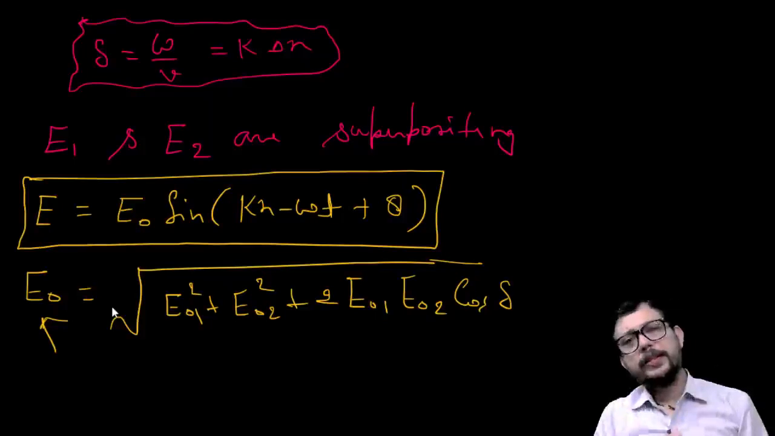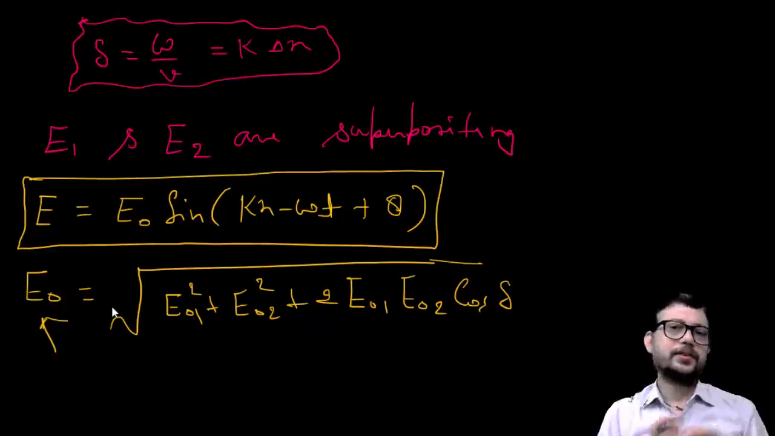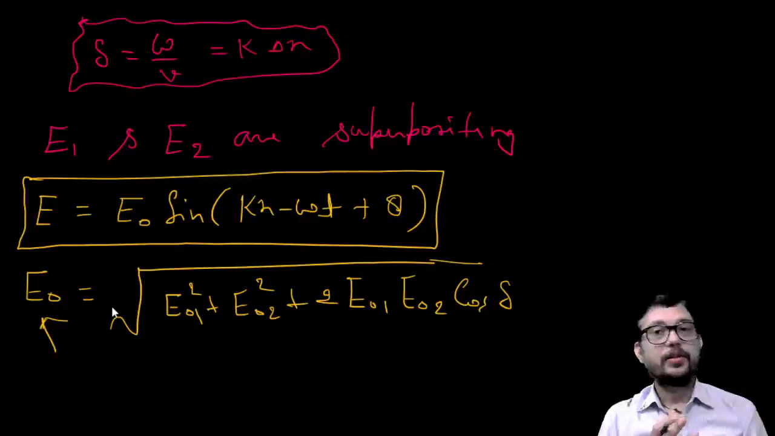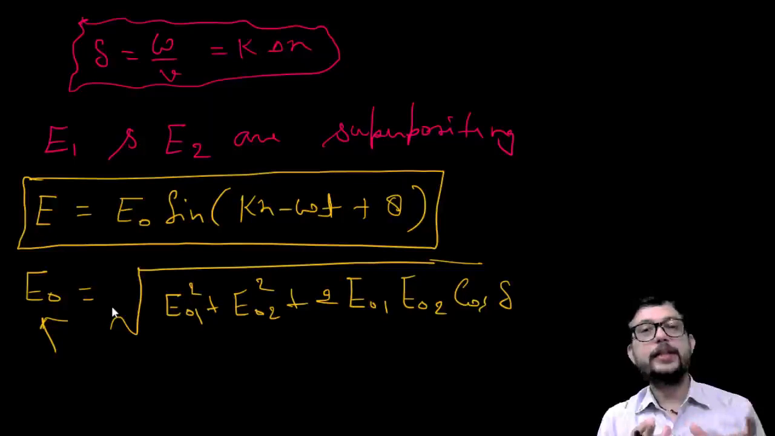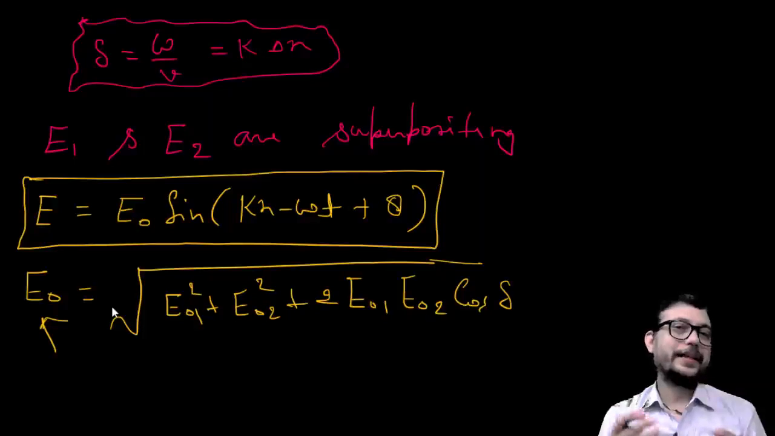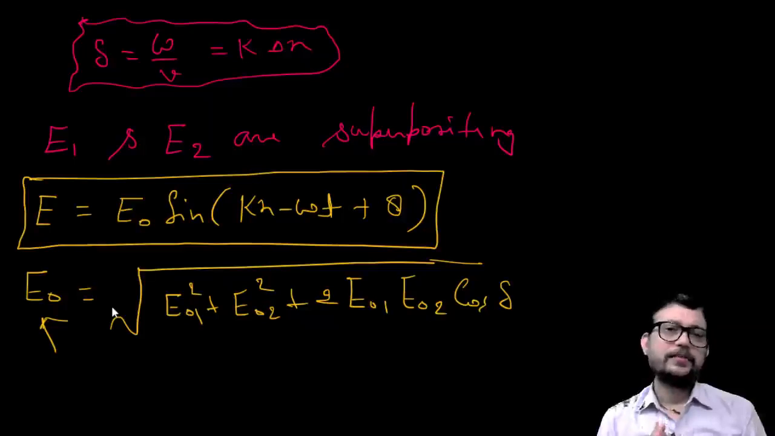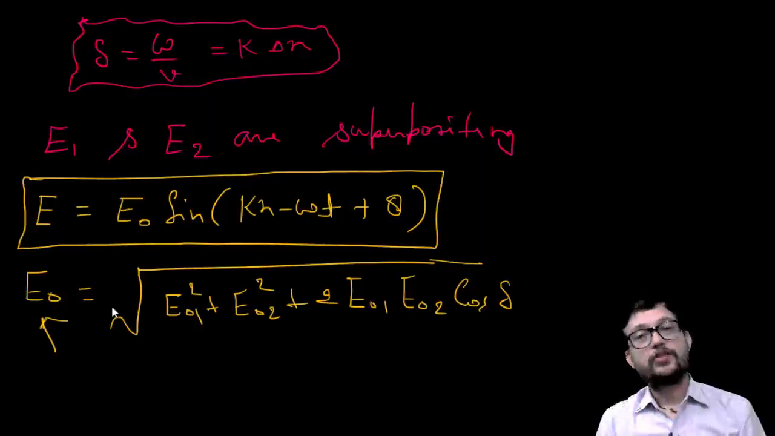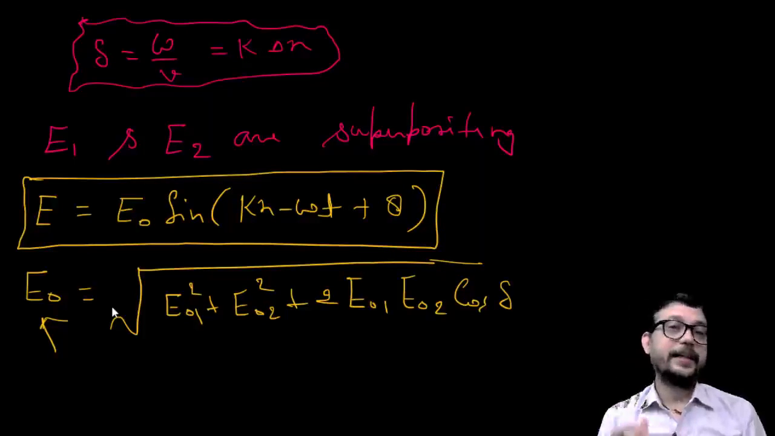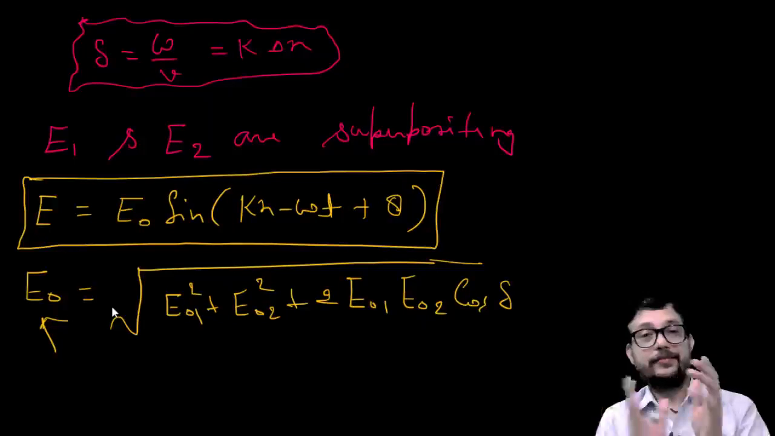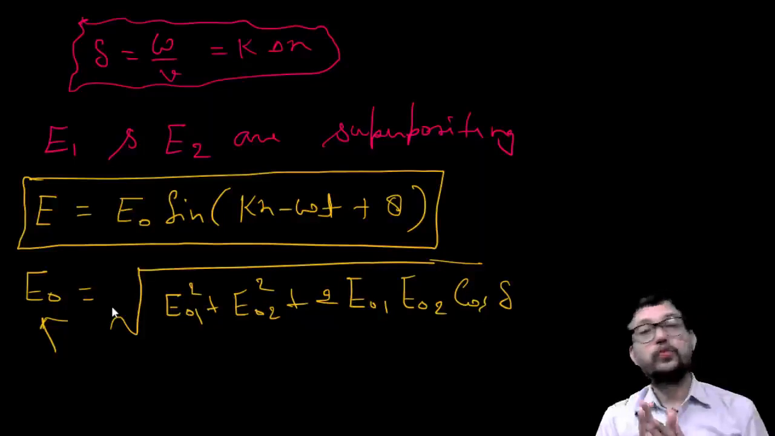So up to here what we have done is choose two equations which are transverse waves. First is E1 equal to E naught 1 sine kx minus omega t. Then we take another wave, the second wave E2, equal to E naught 2 times sine kx minus omega t plus delta. Delta is the phase angle between the two waves E1 and E2.